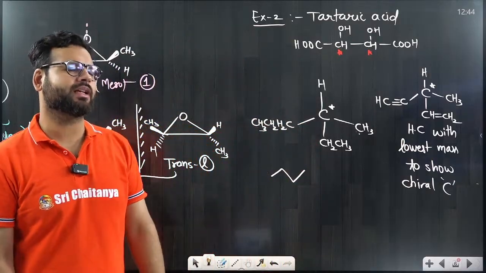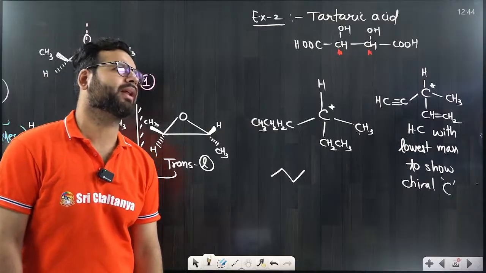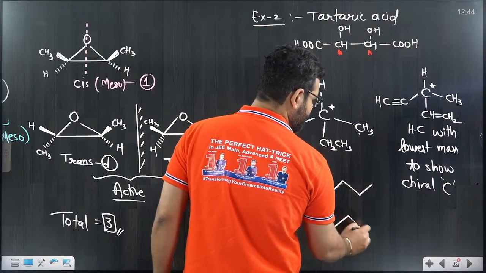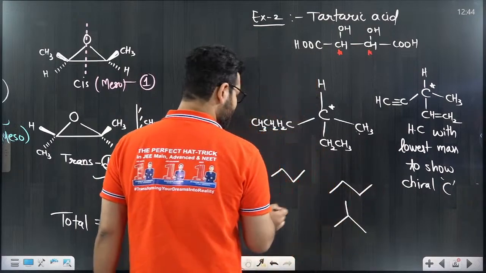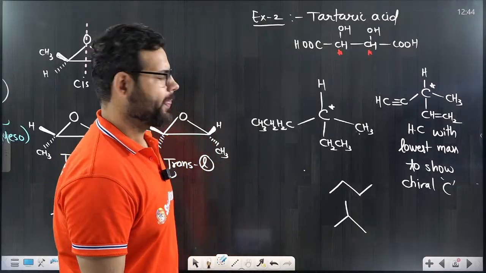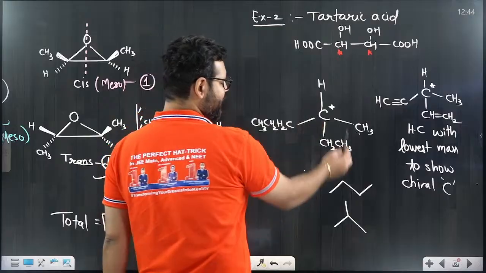Can C4H10 be possible, sir? C4H10, no. Butane will not have any chiral carbon. This is one form of butane. This is another form of butane. So there is no chiral carbon in butane. Answer is no. Okay.